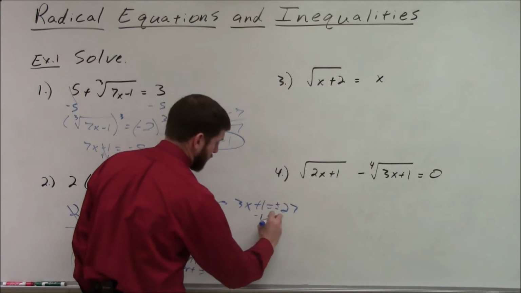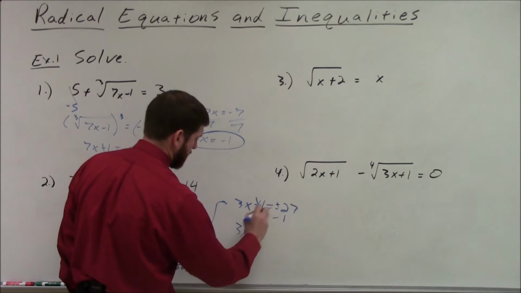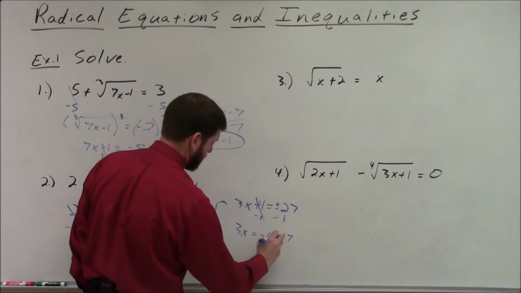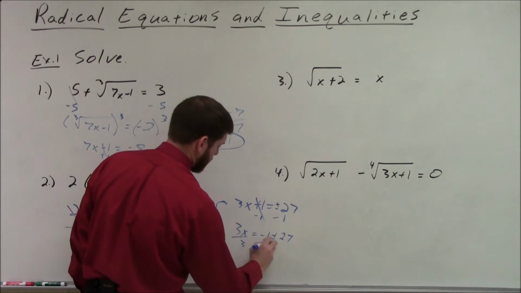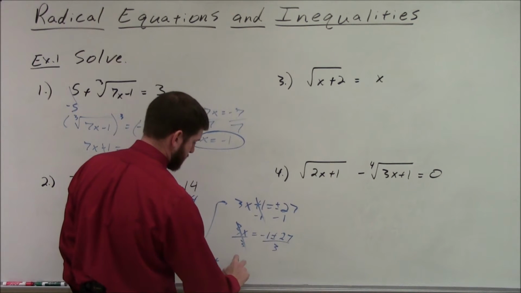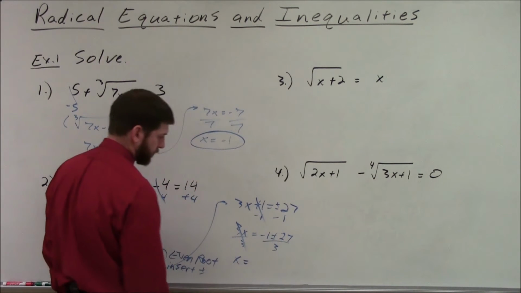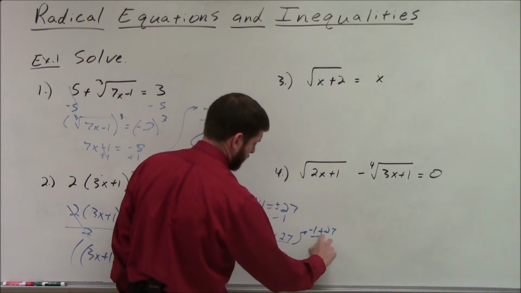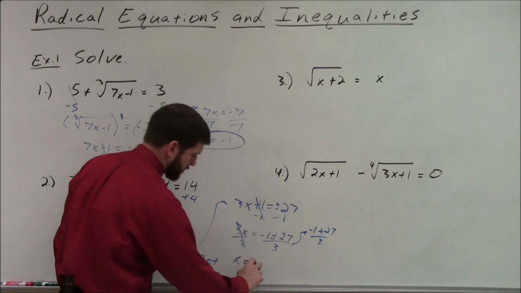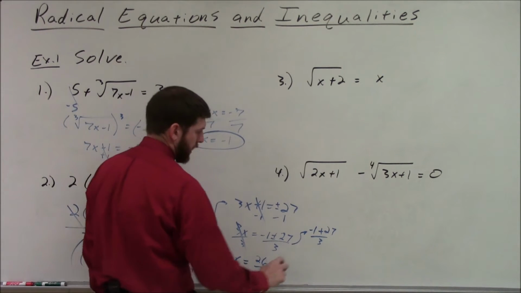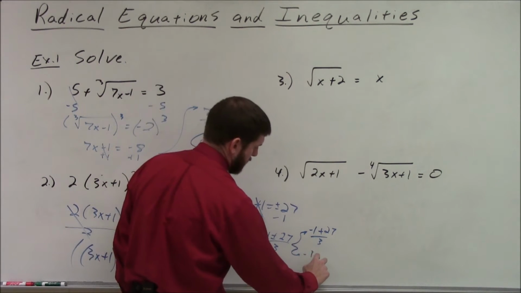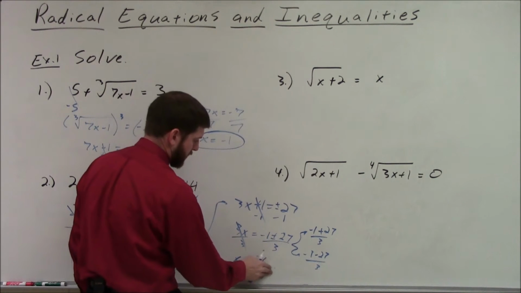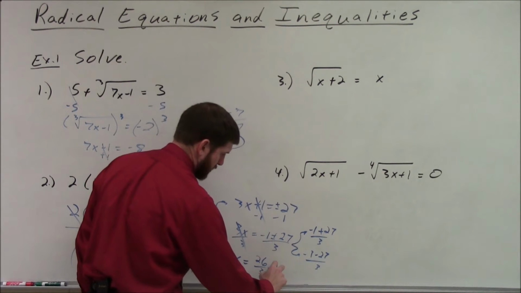So we can just go through and solve like normal there. So 3x equals negative 1 plus or minus 27. Divide by 3. So x is going to be equal to negative 1 plus 27 over 3. So that's 26/3. And negative 1 minus 27 over 3, which is negative 28/3. So we get 2 solutions on this one.